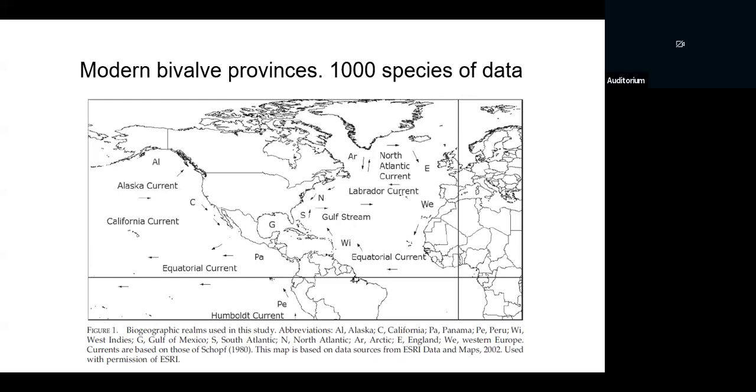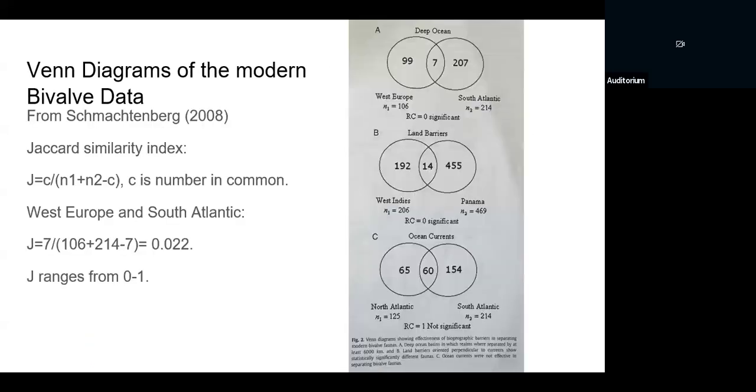So here was my idea. I decided to, one year, get lots of data on modern bivalves. I collected almost 1,000 species of data. And all I did was I went in field guides, and I created like all these provinces here and just made a note of what species are found in each province. And I put that in an Excel spreadsheet. And this shows some of the data that I was able to collect in sort of a Venn diagram.